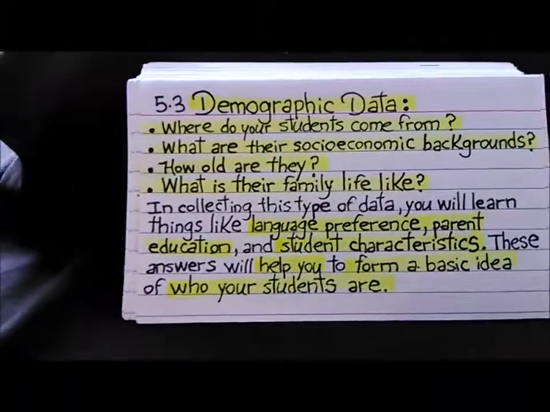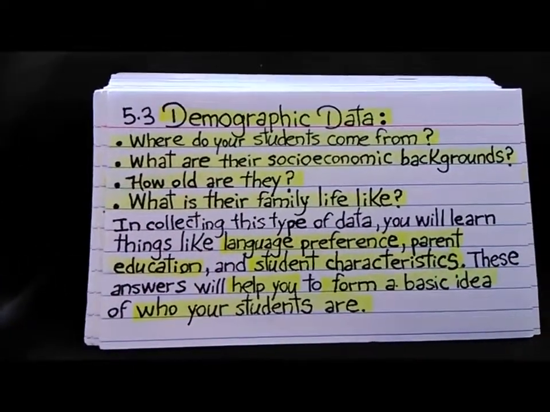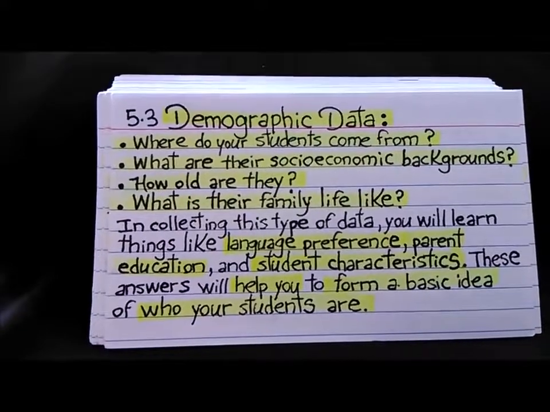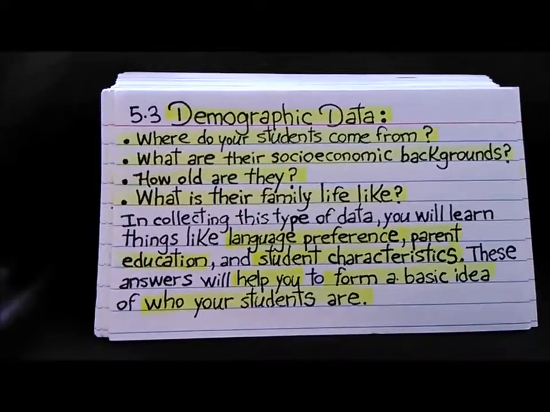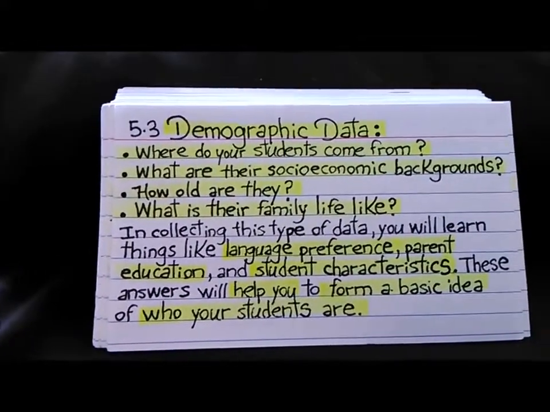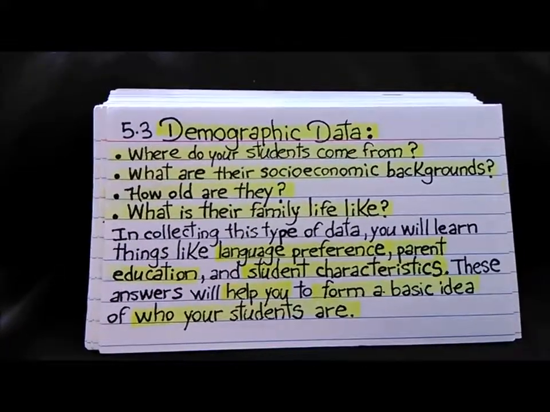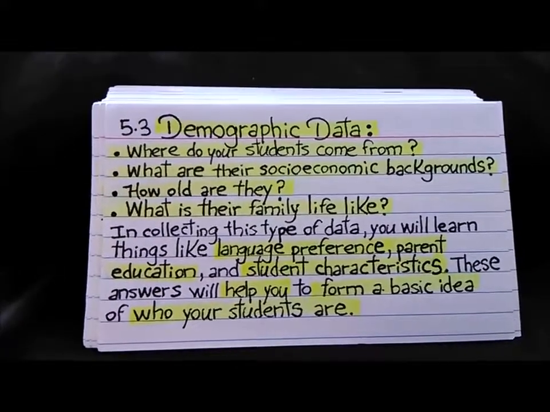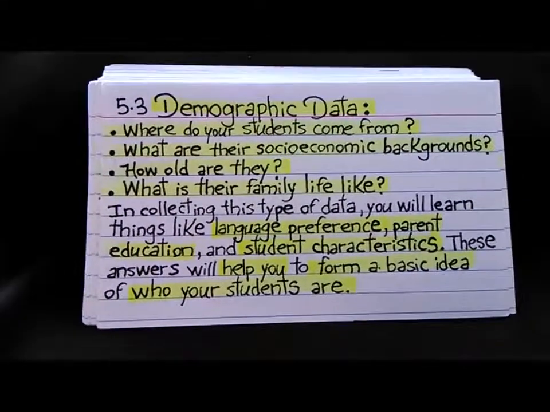Demographic data. Where do your students come from? What are their socioeconomic backgrounds? How old are they? What is their family life like? In collecting this type of data, you will learn things like language preference, parent education, and student characteristics. These answers will help you to form a basic idea of who your students are.